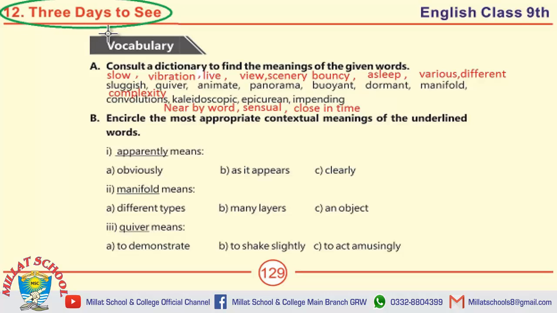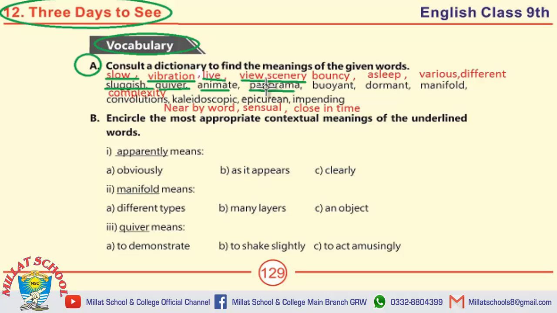Okay, so let's start with vocabulary. Option A is consult a dictionary to find the meanings of the given words. The first word is sluggish, and the meaning of sluggish is slow. Next word is quiver, and the meaning of quiver is vibration. Next word is animate, and the meaning of animate is live.